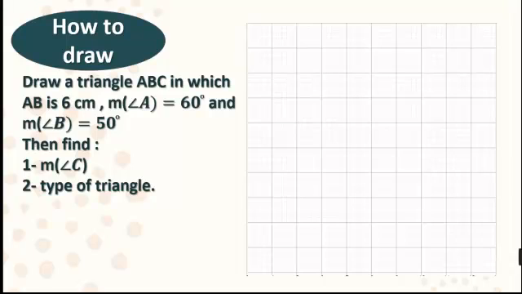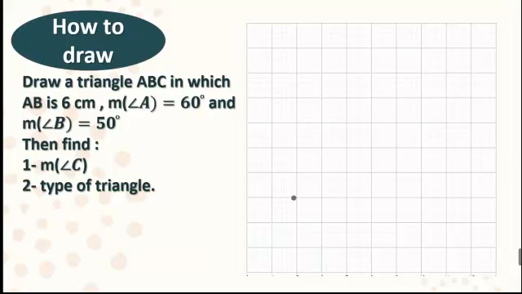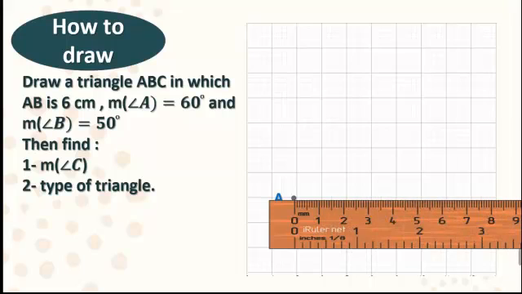To draw a triangle that has the length of one side and two angles, I will do the following. First, I will need a ruler and a protractor to draw the triangle. Let's start together. First, I'm going to put point A, and with my ruler, I will measure how many centimeters? 6 centimeters, because AB is 6 centimeters. I will reach 6 centimeters and put the other point, which is B.